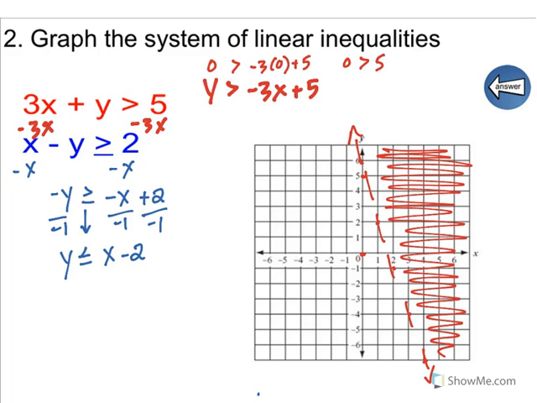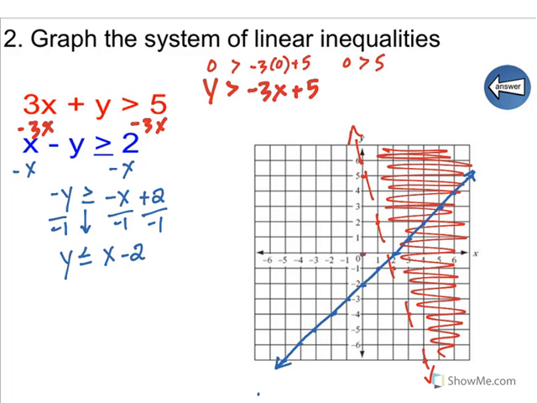So it says start at negative 2. This has a slope of positive 1. So that means go up 1 and right 1, or down 1 and left 1. This will be a solid line, and it's a solid line because it is less than or equal to.